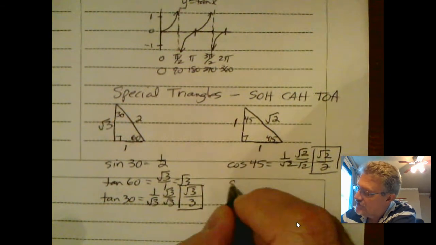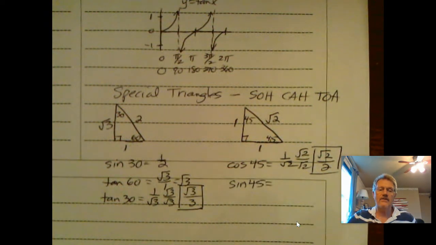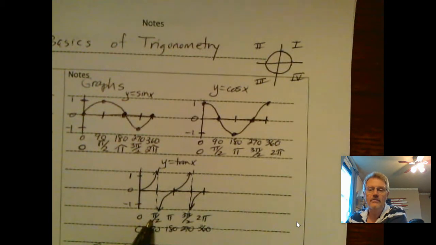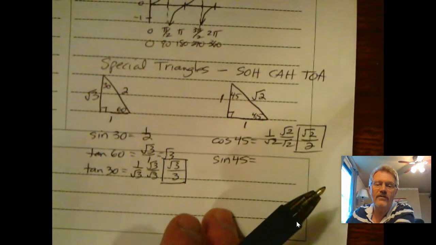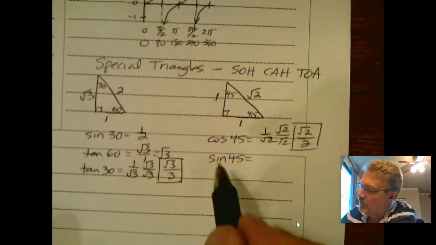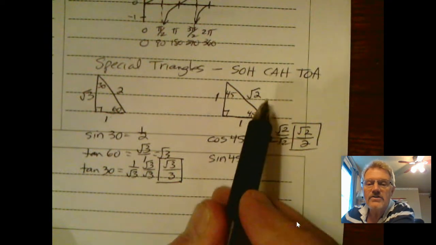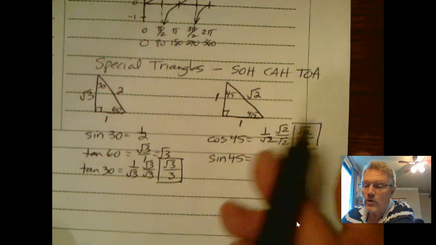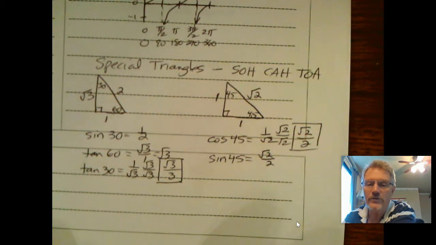Sine of 45. If you'll notice in these right triangles, I can't use the 90-degree angle because if I want the value of a 90-degree angle, I'm just going to use the graph. So we're talking about the 30, the 45, and the 60 here. Again, it doesn't matter which one I use. Sine is opposite over hypotenuse. There's that 1 over radical 2 again, which we know is going to rationalize to radical 2 over 2.